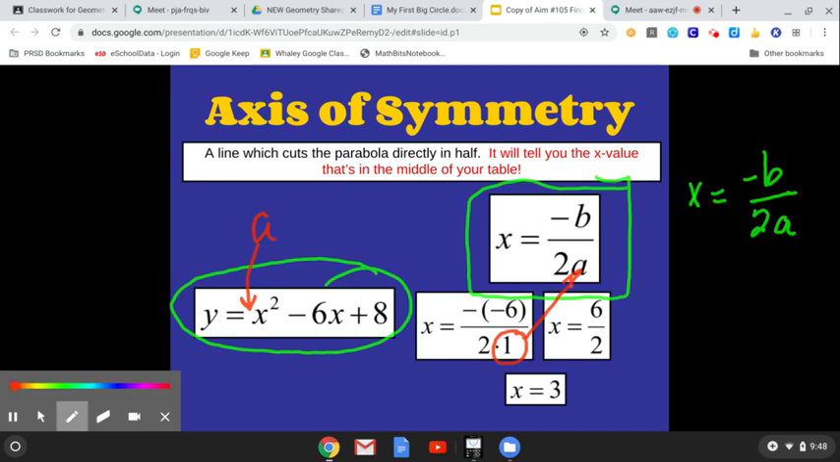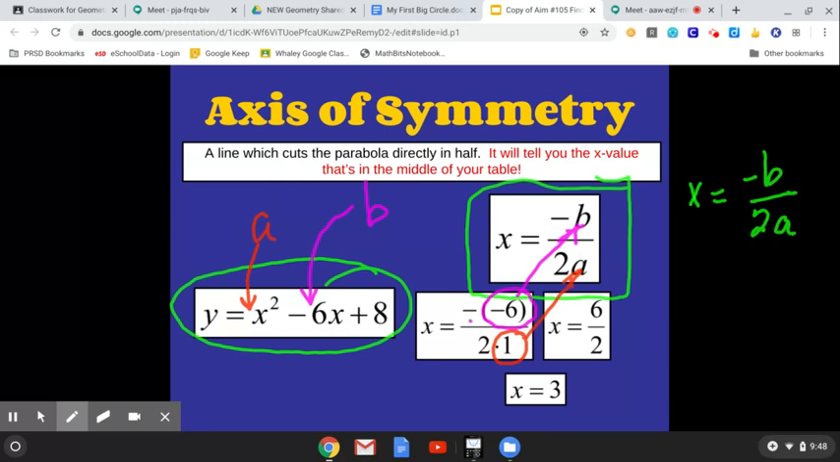Okay, our b value, let me use a different color here. I'll use maybe pink or something. Our b value is the value that's in front of the x term. So in this case, negative 6. Now notice, since the formula is negative b, I have to put in negative 6. That's a little bit tricky. Okay, negative negative 6 is positive 6. Like you have two negatives there, it makes it a positive. 2 times 1 is 2. 6 divided by 2 is 3. So I find out the axis of symmetry is x is equal to 3.